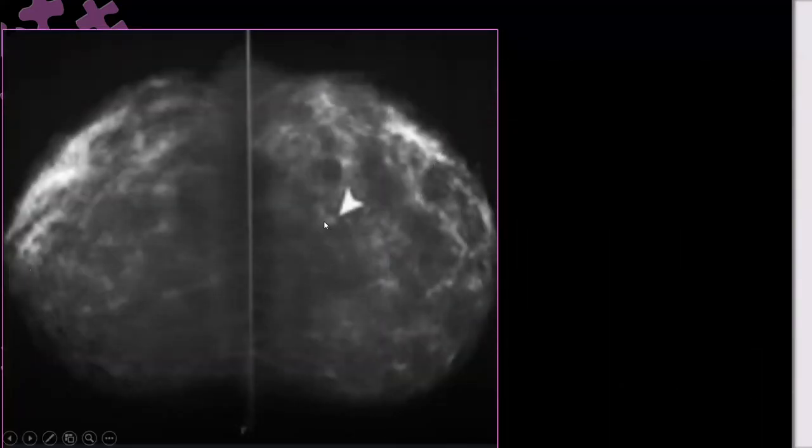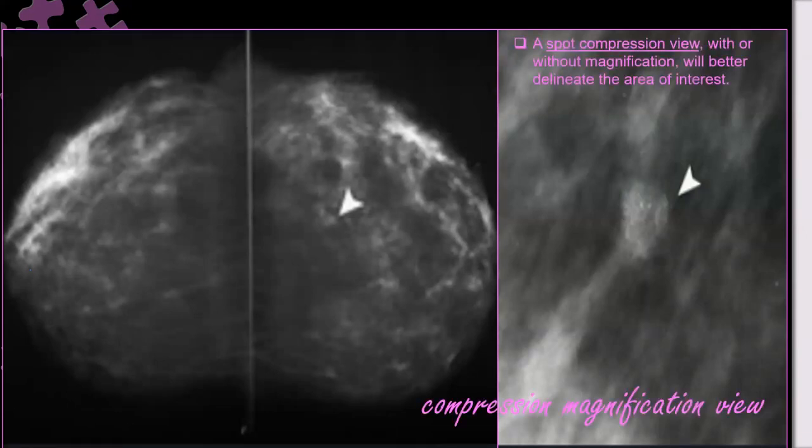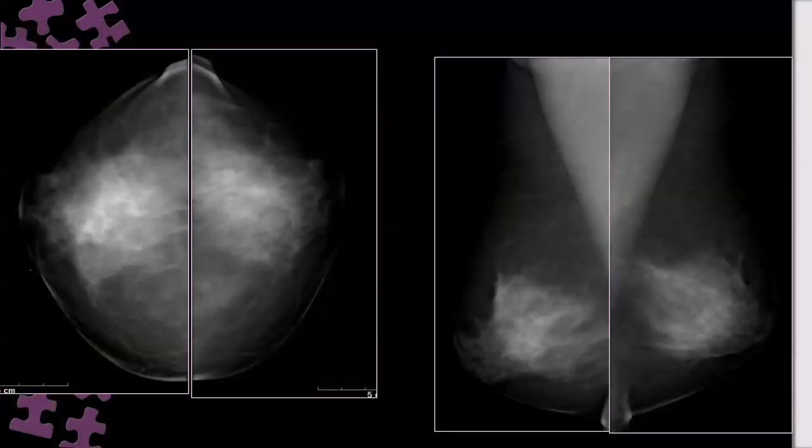Look at this tiny small area, you might see similar to this, similar to this, but look at the spot magnification view. It is a mass associated with microcalcifications representing a breast cancer. Again, look here, this area of asymmetry. But the spot magnification view makes the difference, okay? And avoids missing early cancer. That is a cancer. Look at the calcification associated with the asymmetry, this polymorphic calcification, segmental calcification.